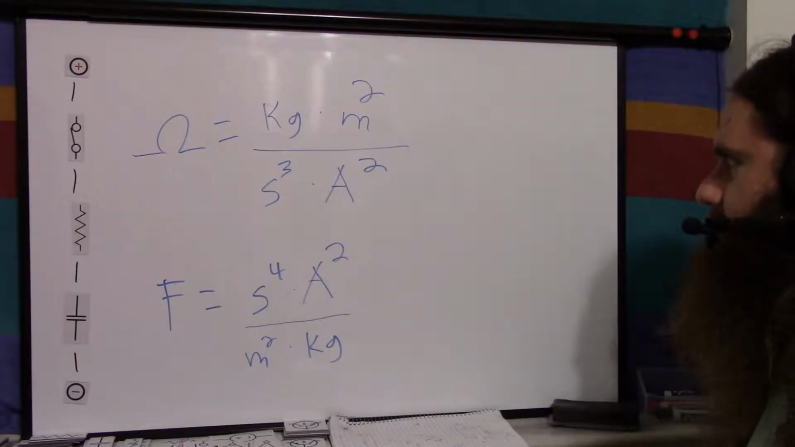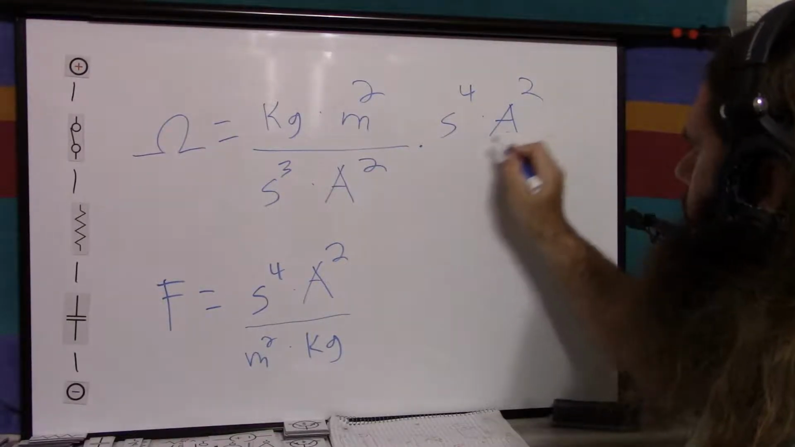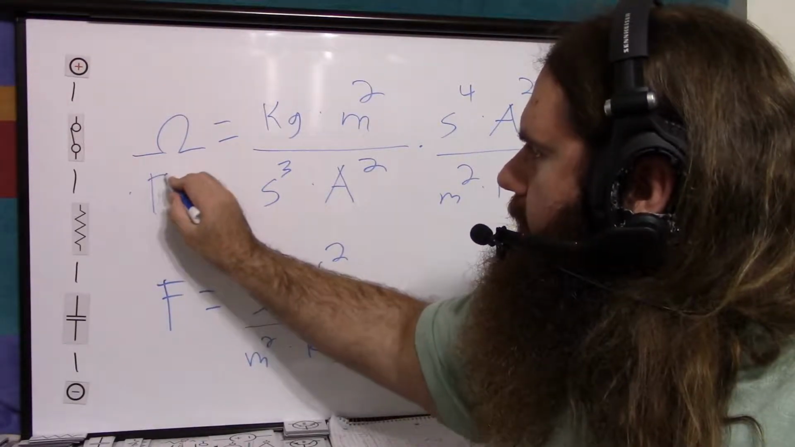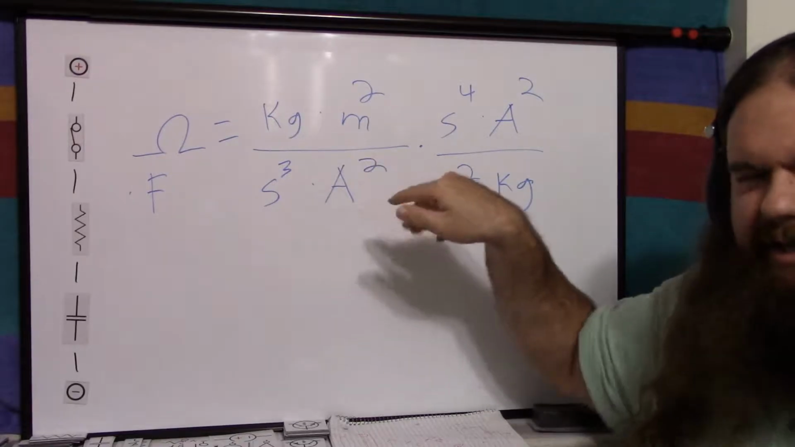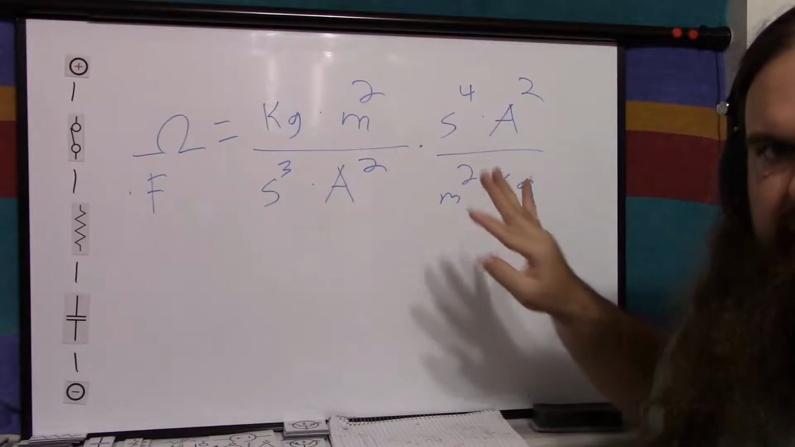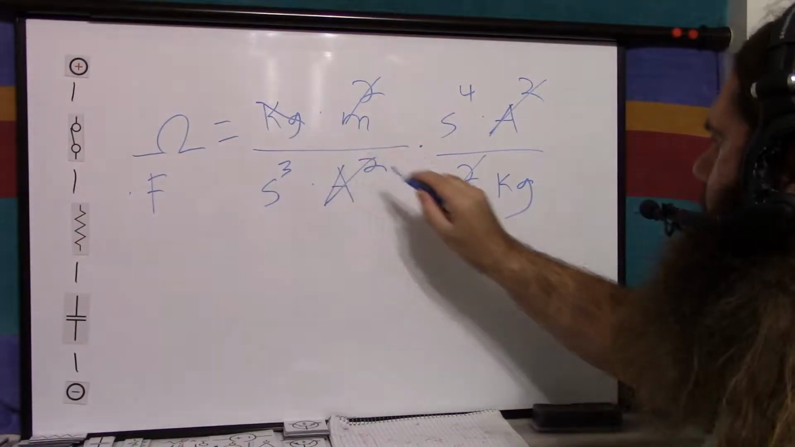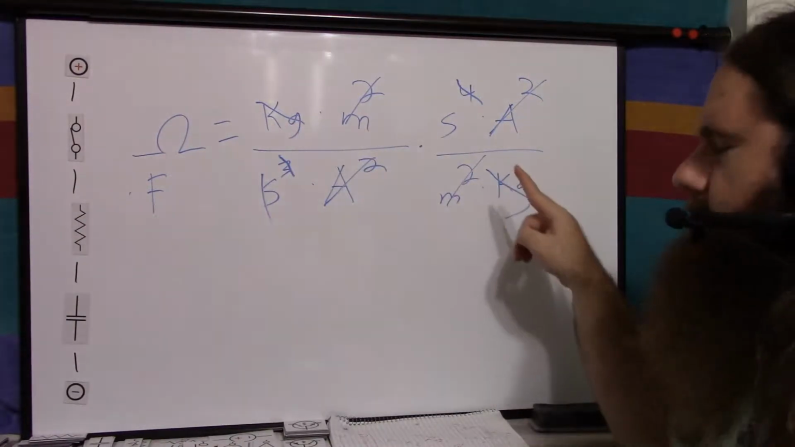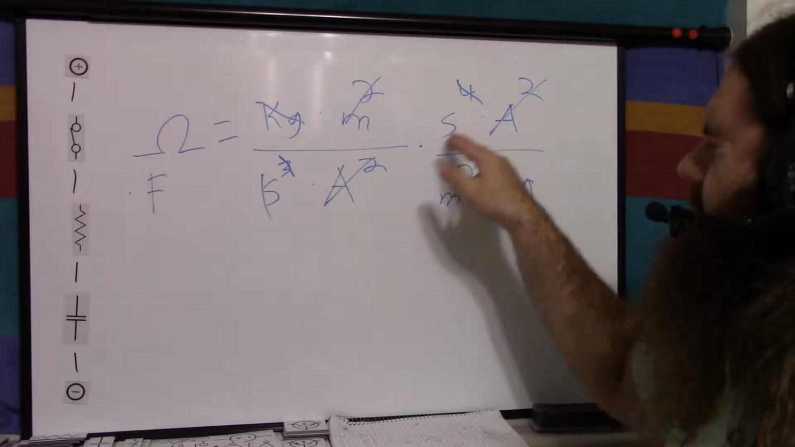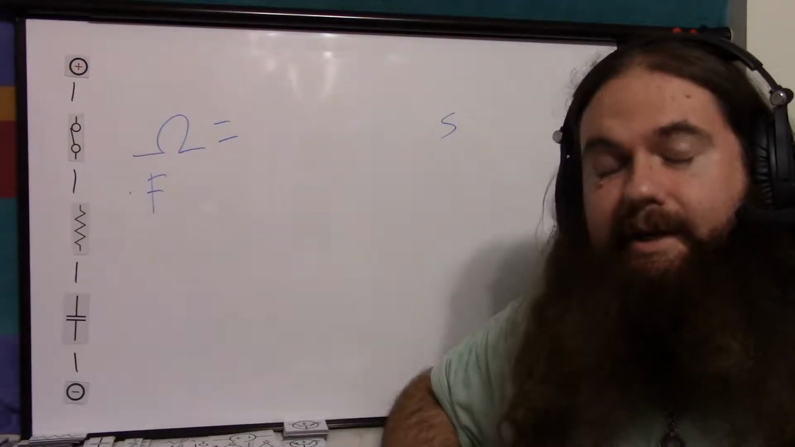But let's multiply them. So if we put this up here, multiplied by seconds to the fourth times ampere squared over meters squared times kilograms. This is ohms times farad. So I mentioned this works, treating these like variables works as long as you're only doing multiplication and division. Don't do fancy stuff with units, but it becomes obvious that this turns out to be nice and even because we had kilograms on the top and bottom, ampere squared on the top and bottom, meter squared on the top and bottom. Seconds to the fourth divided by seconds to the third is just seconds. So it works. It actually works.